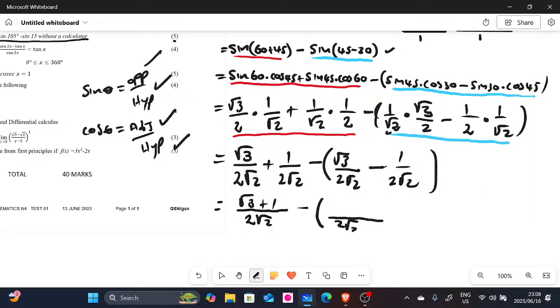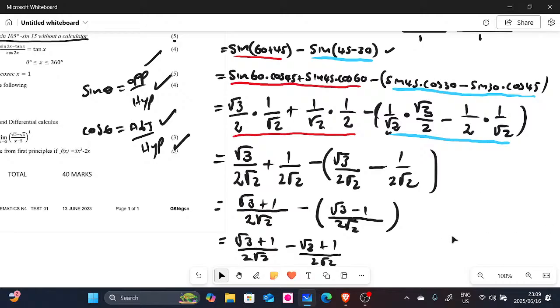2 root 2, right? And then we have the numerator. We have root 3 and minus 3. So they're going to subtract each other. Let's just say root 3 minus 1, right? Okay, so from here, let's just remove the brackets, guys. This one here, we're just going to rewrite as it is. Root 2 root 2. And then when you remove the bracket, root 3 becomes negative and 1 becomes positive. All this is divided by 2 root 2.